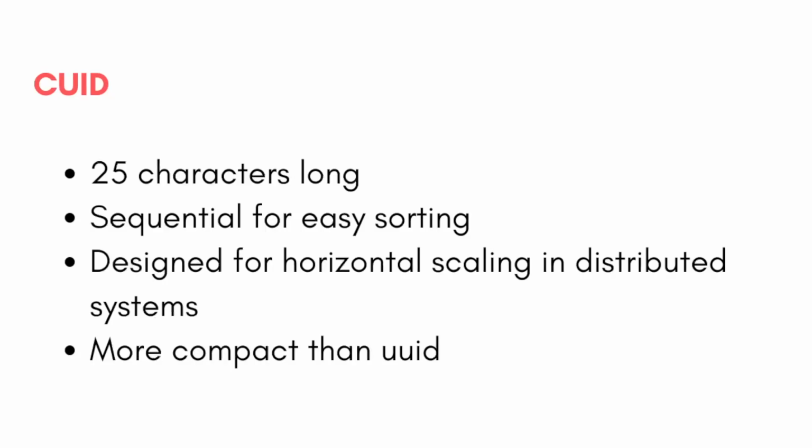So the next one in line is CUID. It's 25 characters long, sequential for easy sorting. It's designed for horizontal scaling in distributed systems and it's more compact than a UUID.